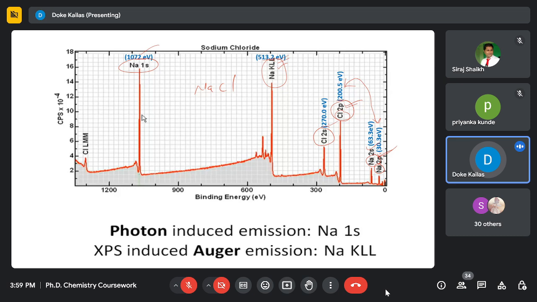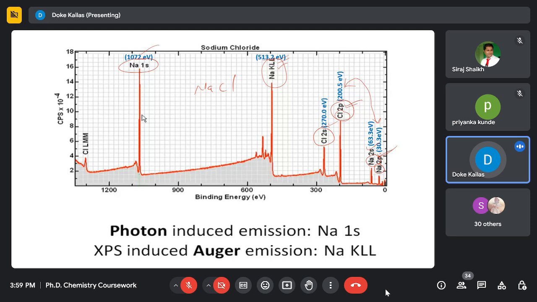So this sodium 1s is because of X-ray photon induced emission, and sodium KLL is because of XPS induced Auger emission, which means it is a secondary electron. We can say it is a secondary electron emitted from the sodium metal or sodium chloride crystals.